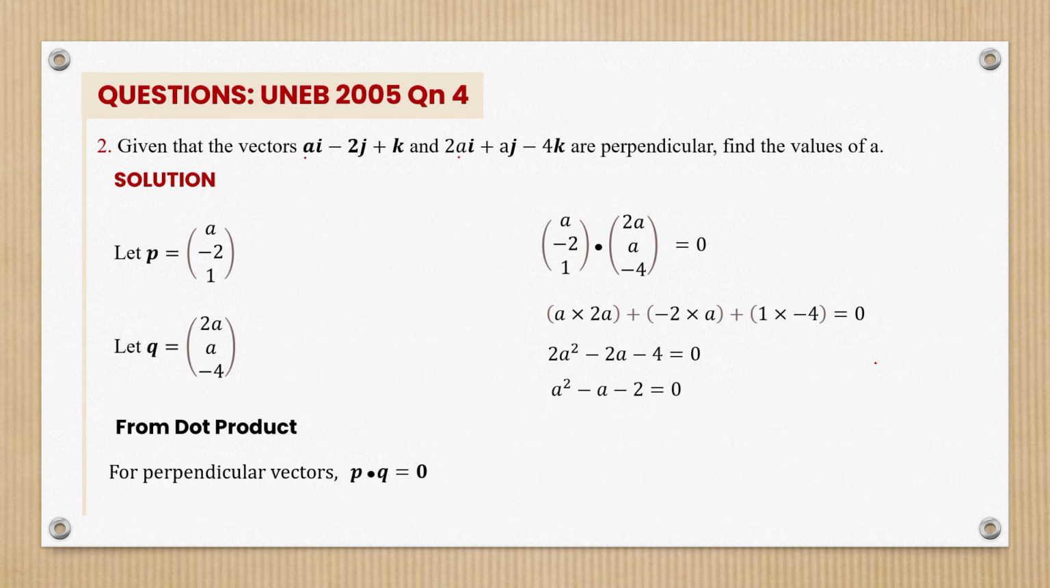Now for this quadratic equation, we first factorize out the 2. Then we have a squared minus a minus 2 being equal to 0. Now for quadratic equations, we shall either have a being equal to 2 or a equal to negative 1. And those are the answers to the values of a.